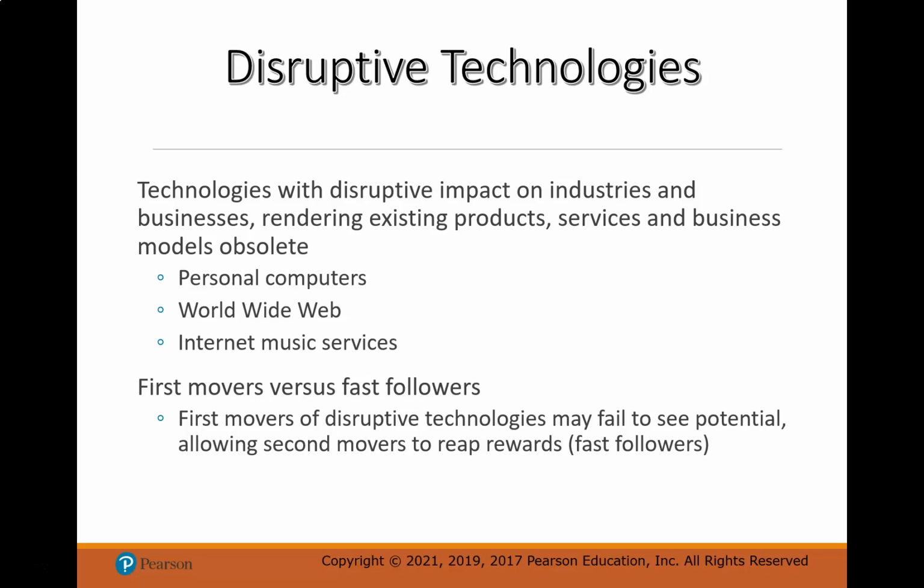Disruptive technologies. You can see we have personal computers, the World Wide Web, the Internet, music in here. Their disruptive impact on industries and businesses is rendering existing products, services, and businesses pretty much obsolete. They gave you some examples, first movers versus fast followers. We're going to talk about how technologies throughout history have been disruptive in the sense that they produce superior products and services at a fraction of the cost.